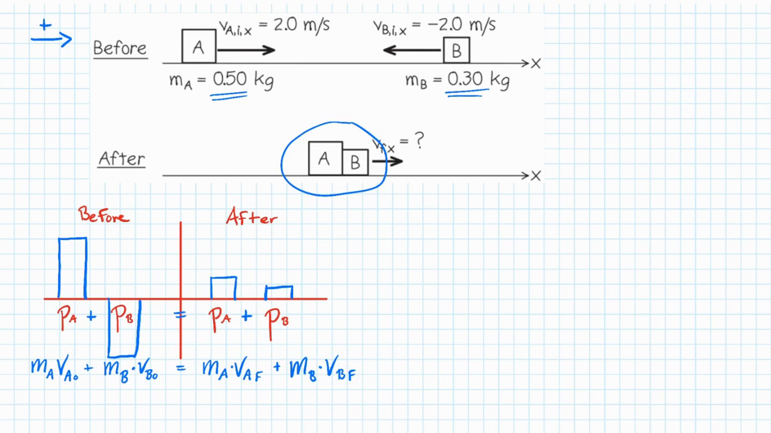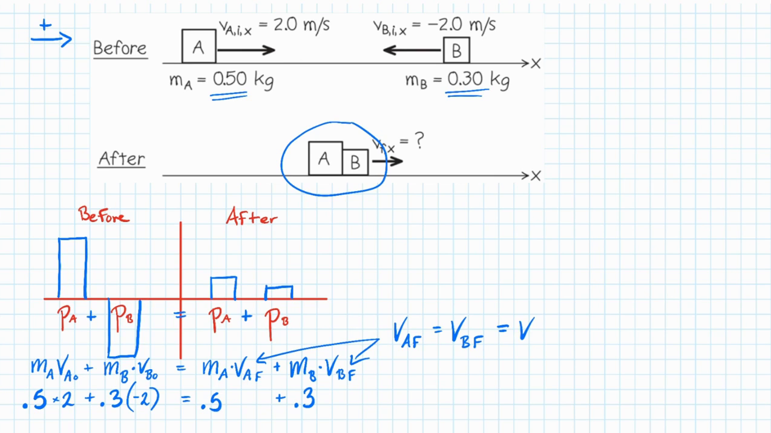All right, so the mass of A is 0.5, so I'll plug that in. And the velocity of A at the beginning is 2. And the mass of B is 0.3. And the velocity of B at the beginning is negative 2. And I don't know the velocity at the end. Now, what I do know is because these are stuck together, I know that the velocity of A at the end needs to equal the velocity of B at the end. And because I'm lazy, I'm just going to call all of that V.